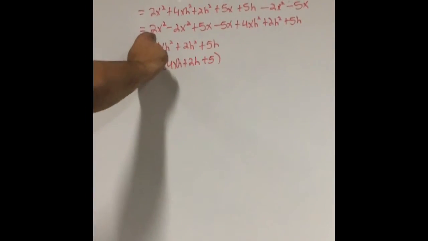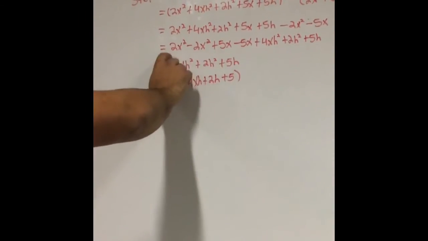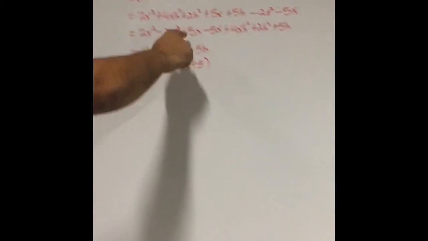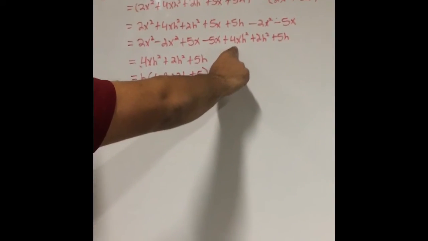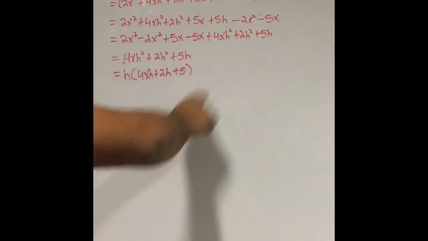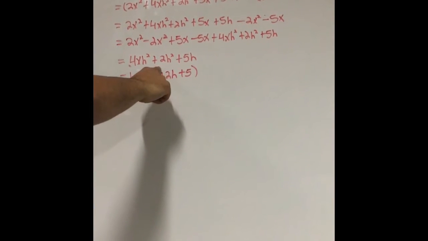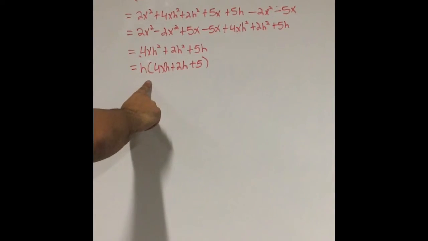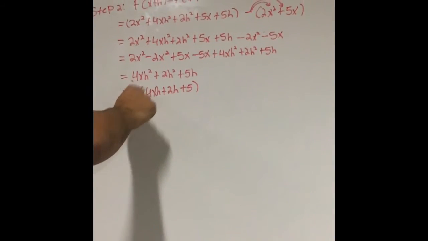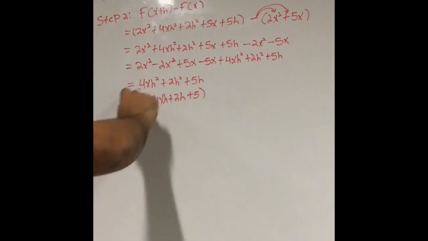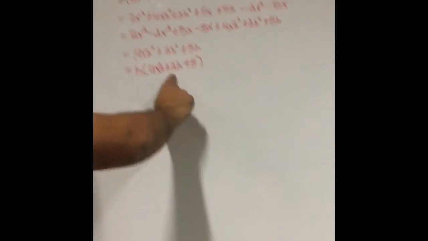Part 3 was just collecting the like terms, which in this case was just the 2x squared and the 5x. So it gave us 2x squared minus 2x squared plus 5x minus 5x, which leaves us with 4xh plus 2h squared plus 5h. And what we have here is an h we can take out of each term because they're all common, and we just took out the h, which left us with h times (4x plus 2h plus 5).